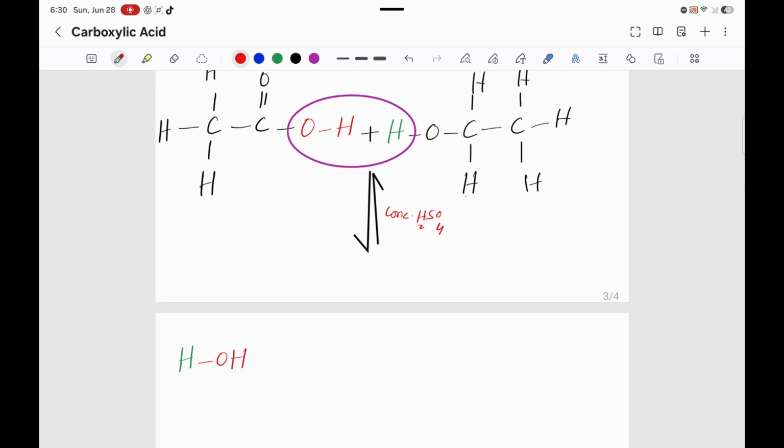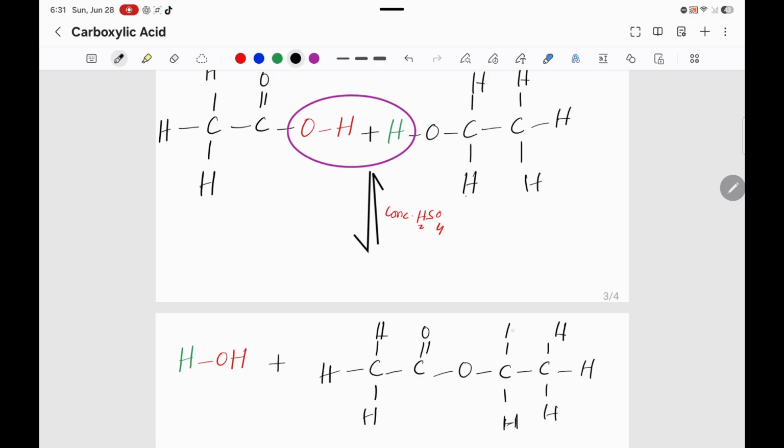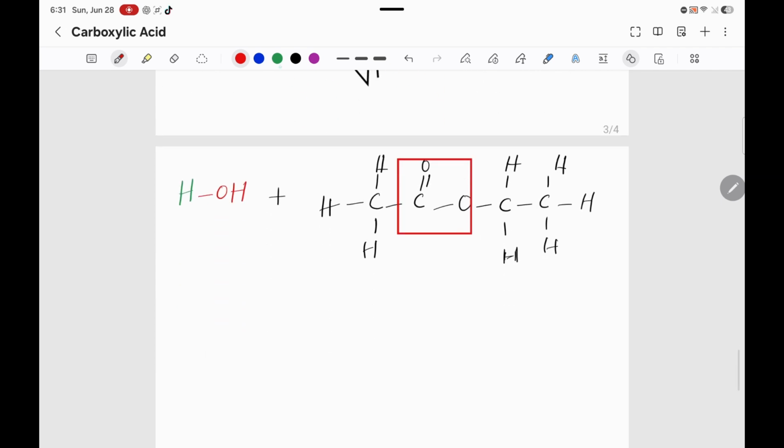Okay, so what is left behind? Let's write it. It is carbon, its hydrogen here, then C double bond O, then this O and this whole structure, C and its hydrogens. Now look at this functional group, this thing. This is basically our ester linkage.